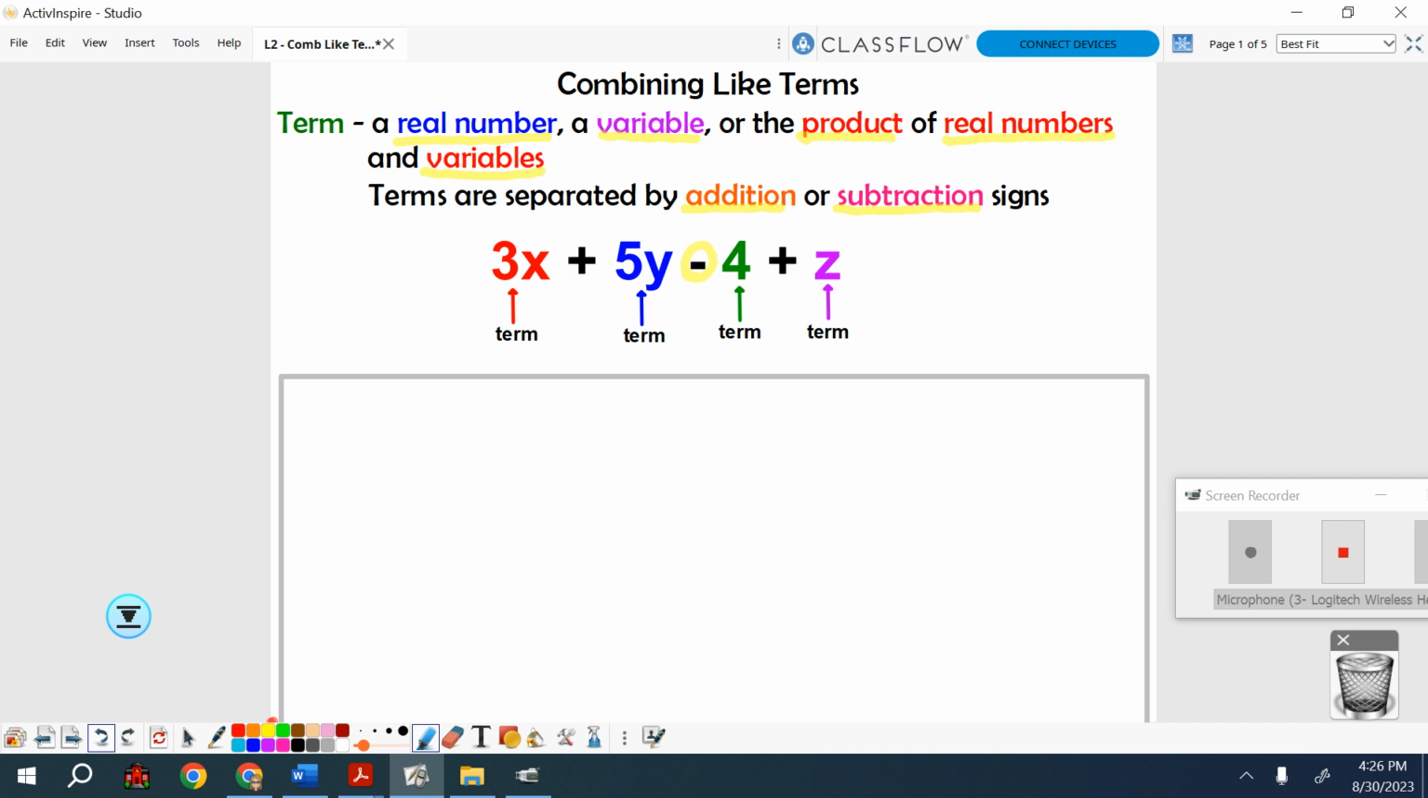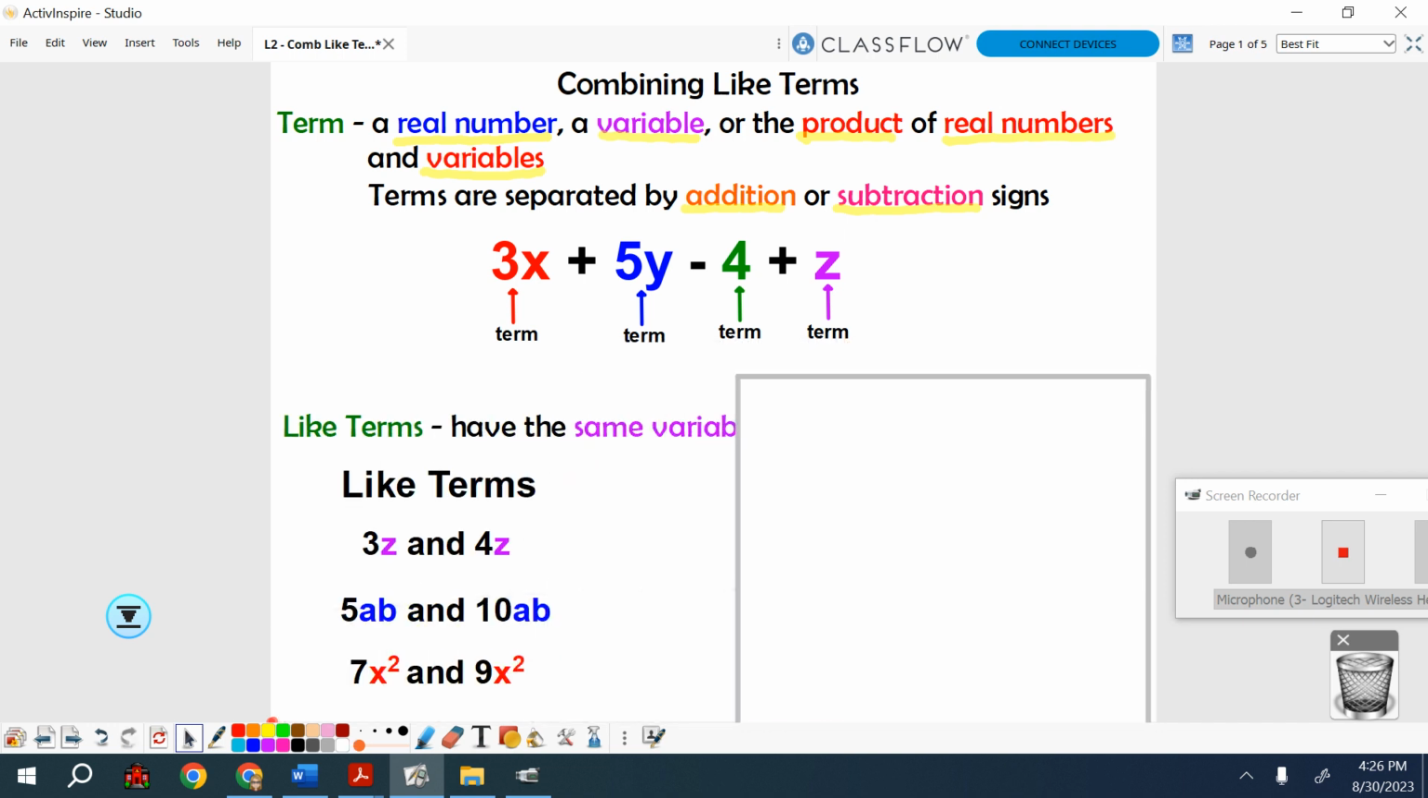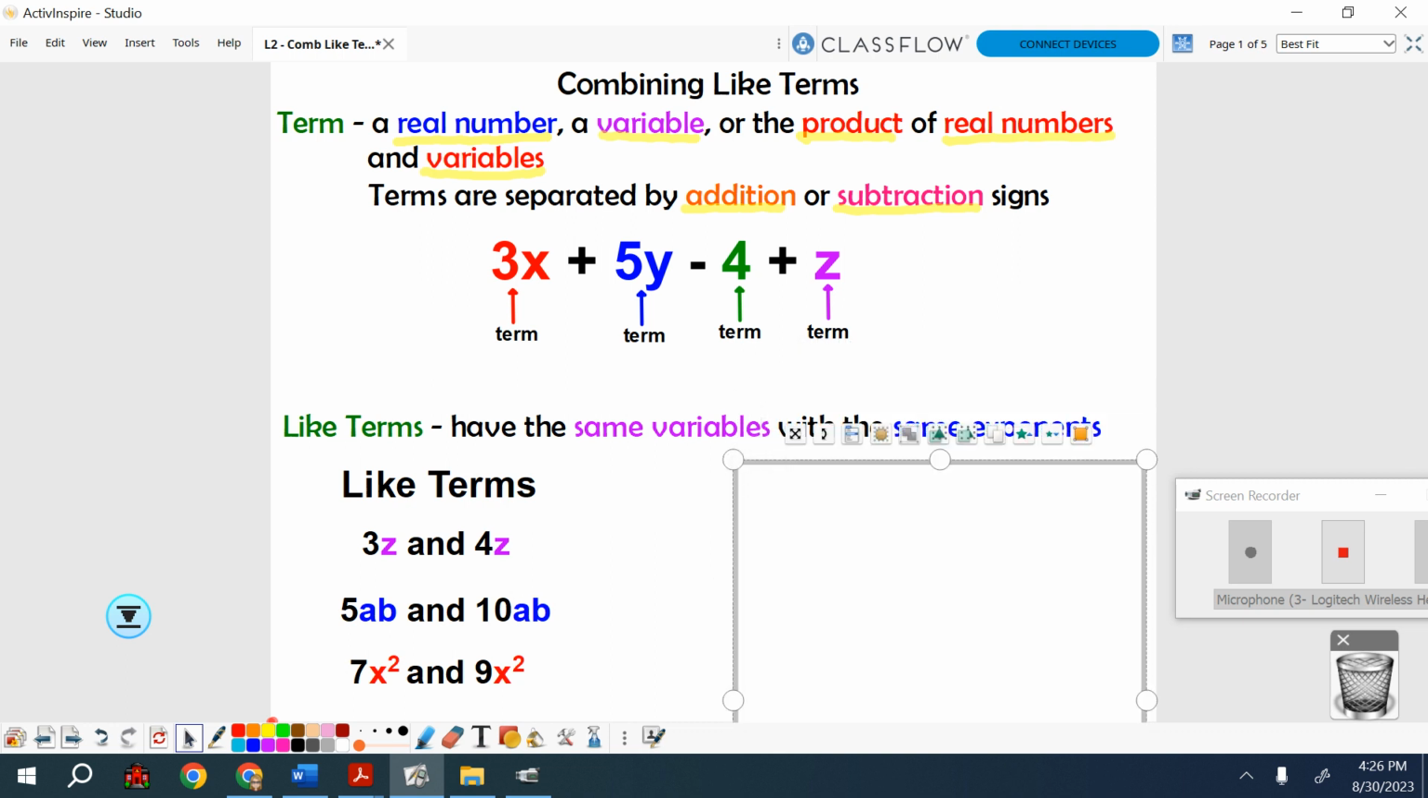Now, today's lesson is on combining like terms. So in order to understand what a like term is, we need to talk a little bit about some examples. So like terms are going to be the exact same variable with the exact same exponent. Okay? They have the exact same variable with the exact same exponent. So if we look at these like terms here, we can see they both have z's. It doesn't have anything to do with the coefficients in front. We're just looking at the variables with the exponents. So z and z, those are going to be like terms.